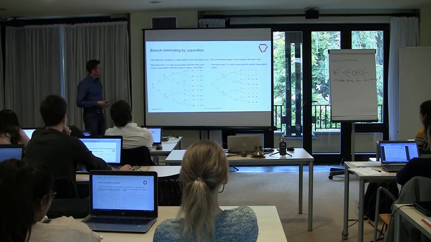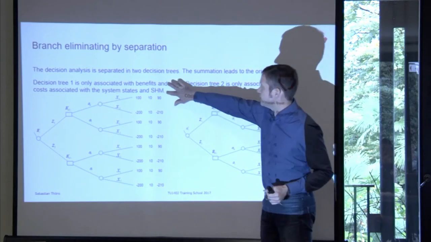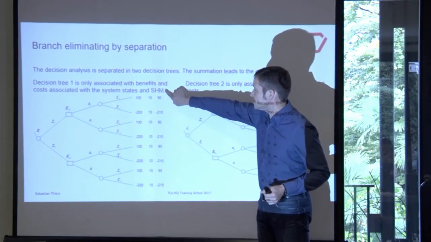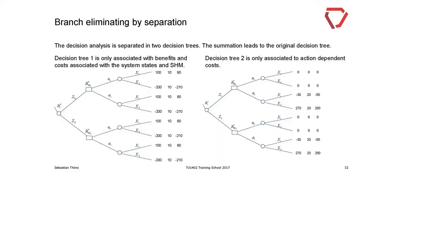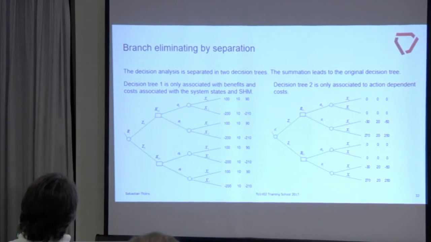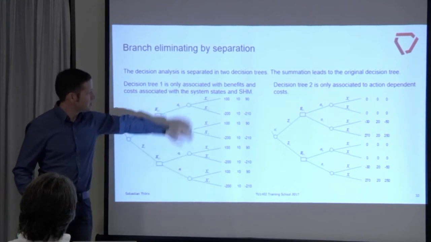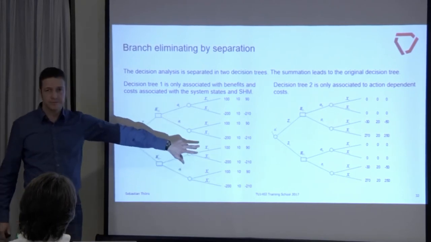So now we separate the decision analysis in two decision trees. Decision tree one is only associated with benefits and costs associated to the system states and an SHM. So we do an experiment and we have a cost. So we have 10 throughout this decision tree. And then it's also the system state. The costs for the system states are associated to the system states, and it's the same. It's important. It's the same for the complete decision tree.